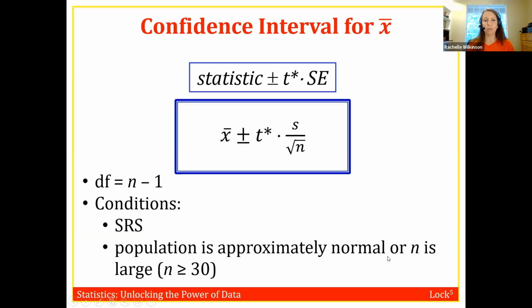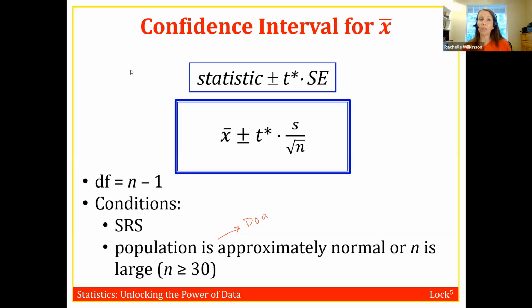Okay, so going back to our conditions for our confidence interval. Simple random sample is the first one. The second one is that the population is approximately normal or our sample size is large. And the way that we check to see if the population is approximately normal is by doing a graph of the sample data and looking at the shape of the sample data. Okay, and we're looking at one quantitative variable here.